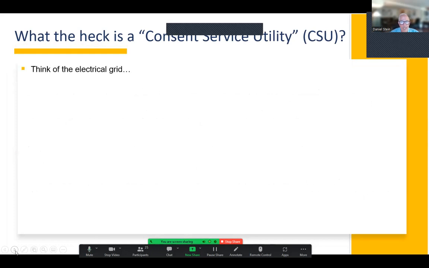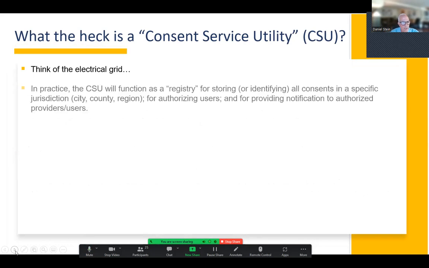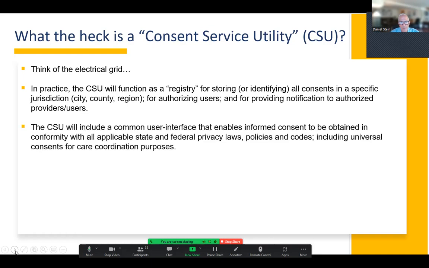Again, from a consent utility perspective, think of the electrical grid, different people contributing over geographic distances, but maintaining the local support of it locally. The CSU will, in a sense, be a registry for storing or identifying all consents in a specific jurisdiction, for authorizing users, and for providing notification to those people who can use it. Ideally, there'd be a common interface that enables informed consent to be obtained, so that there'd be a family of consents that would adopt and utilize applicable state and federal privacy laws, policy codes, etc.